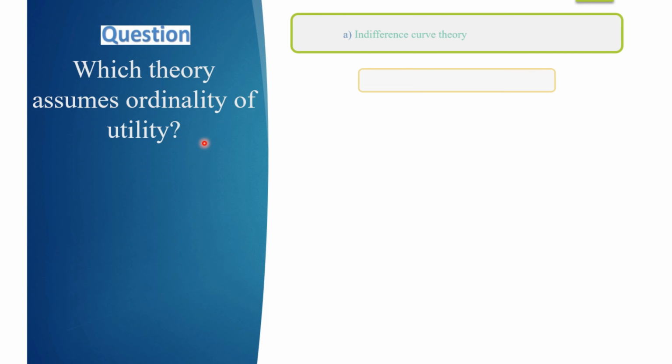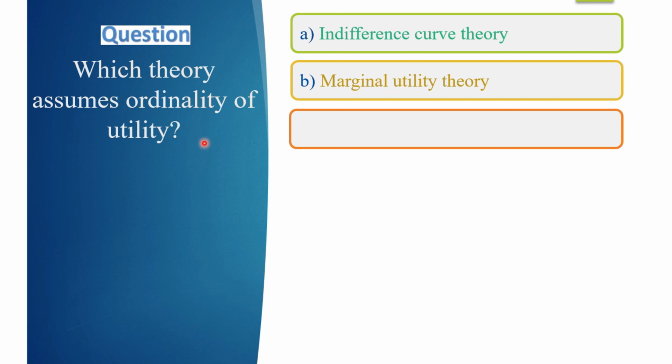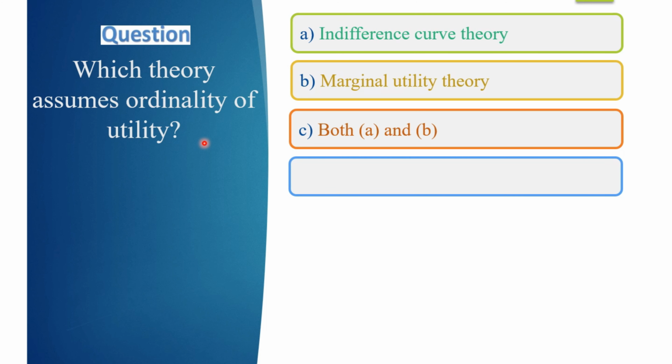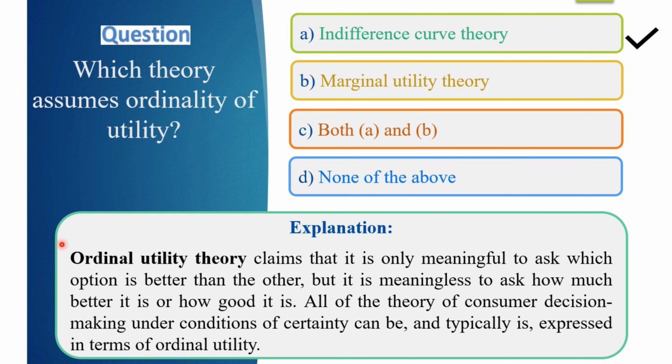Option 1, indifference curve theory. Option 2, marginal utility theory. Option 3, both A and B. And option D, none of the above. And the correct answer is option A, indifference curve theory.